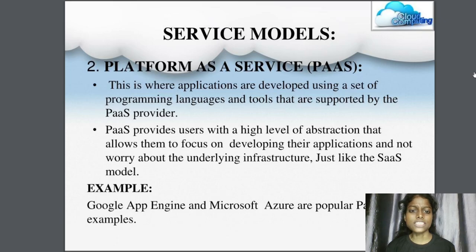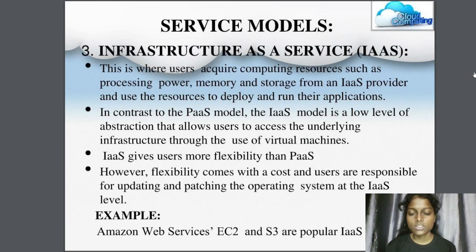And platform as a service, PaaS in short. This is the second type. This is where applications are developed using a set of programming languages and tools that are supported by the PaaS provider. This provider gives users a high level of abstraction that allows them to focus on developing their applications and not worry about the underlying infrastructure, just like the SaaS model. Google App Engine and Microsoft Azure are popular examples for this one.